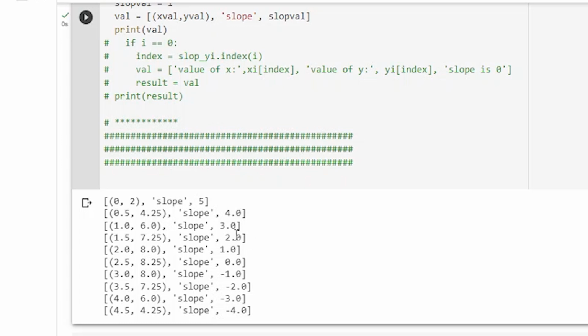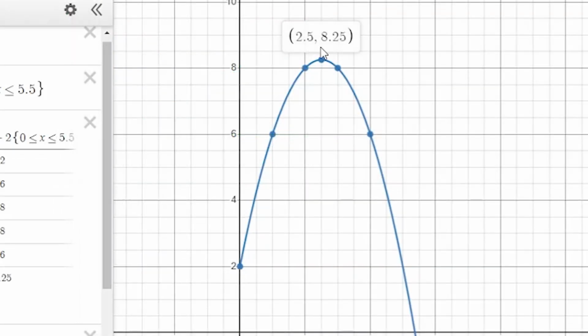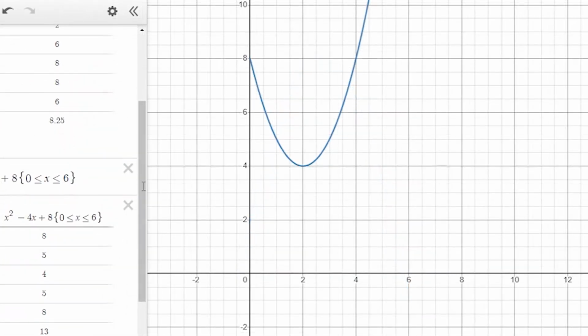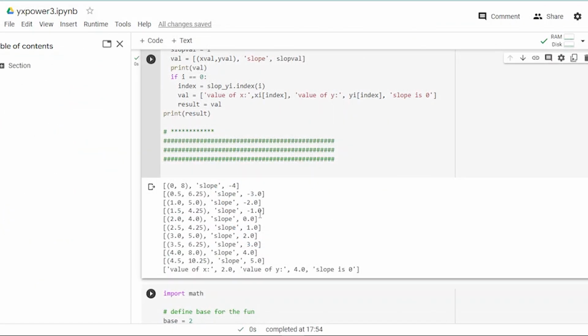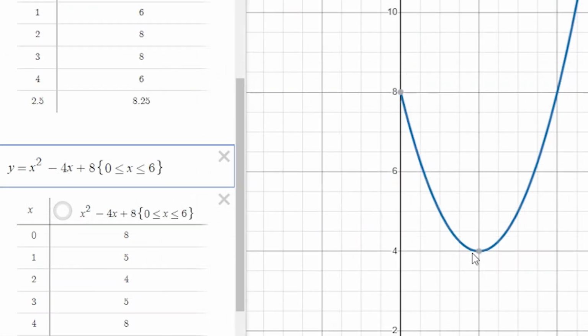Somewhere along these slopes, I will get a slope of 0. And what does that mean, a slope of 0? It means that at this point, at (2.5, 8.25), is the maxima. Another example is a minima. You will see that somewhere along the line, at x equal to 2 and y equal to 4, the slope was 0. It means at this point here.